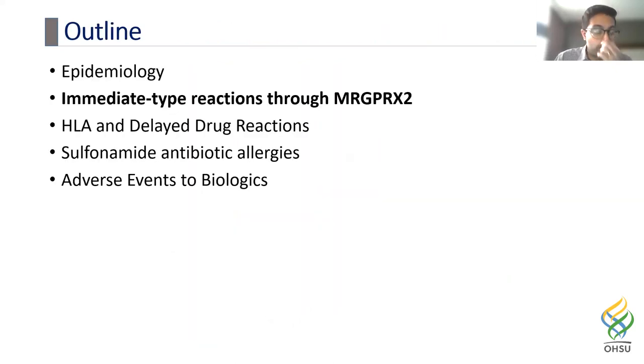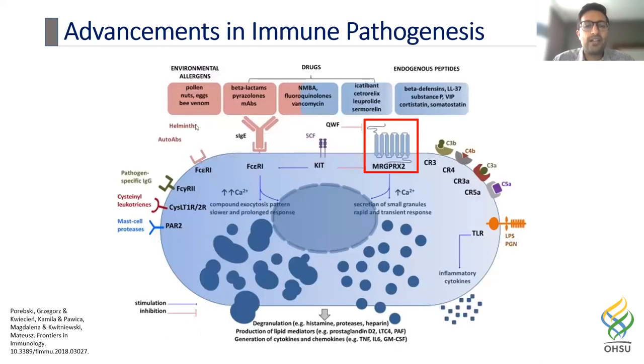All right, now we're going to move on to the MRGPRX2 receptor. I find this really fascinating. These are immediate-type reactions, but they're not considered IgE mediated. So when we look at our typical mast cell here, there are multiple receptors and multiple mediators that are being formed all the time.